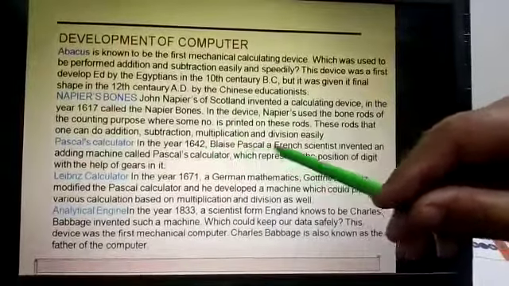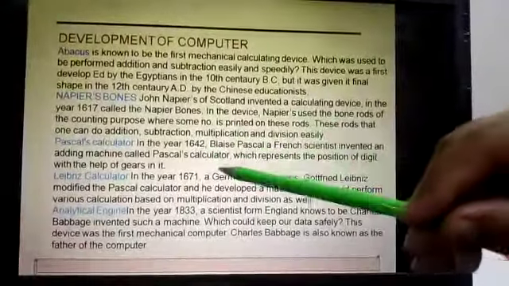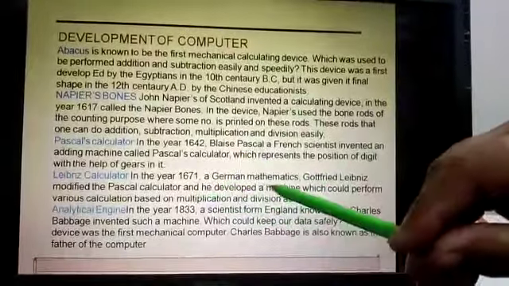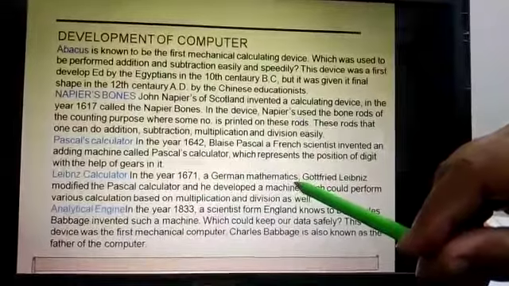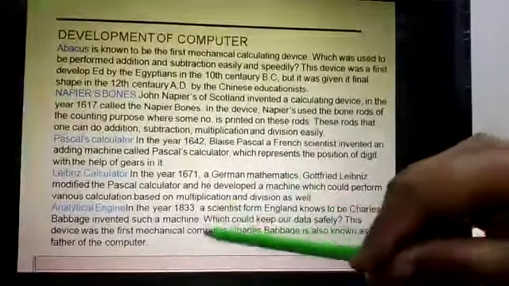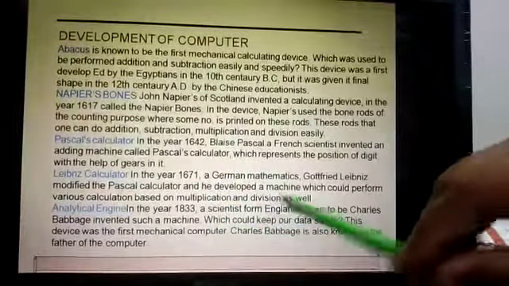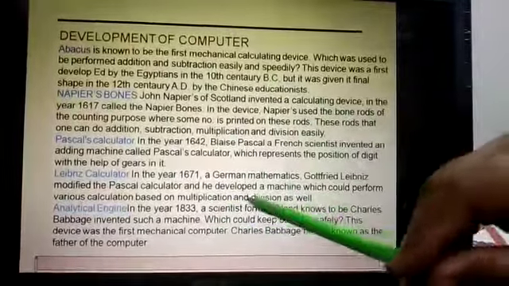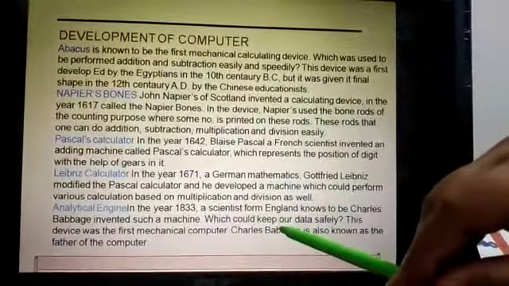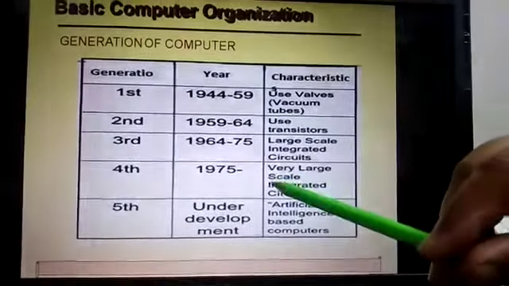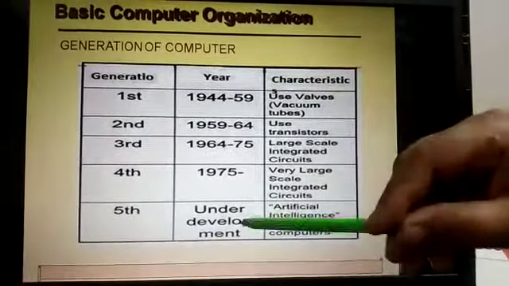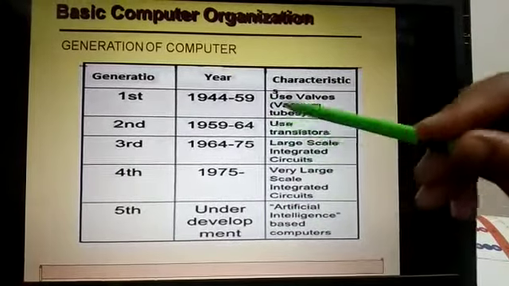Pascal calculator: in the year 1642, a French scientist invented the Pascaline machine. Then Leibniz calculator, by a German mathematician, who gave another design of the computer. Analytical engine: this engine was designed by Charles Babbage. As we all know, he is also called the father of the computer. Whatever we have seen previously, we have presented in this table.